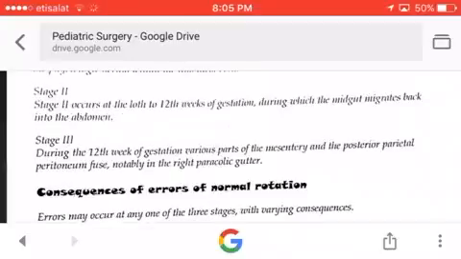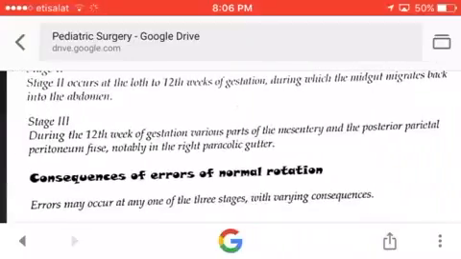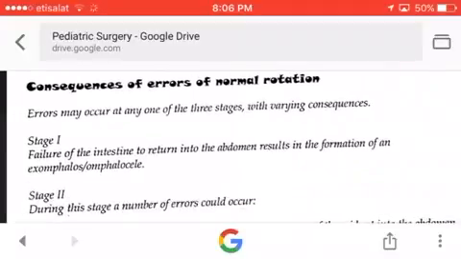Stage 3, during the 12th week of gestation, the various parts of the mesentery and posterior parietal peritoneum fuse, notably in the right paracolic gutter, a consequence of the normal rotation. Errors may occur at any one of the 3 stages with varying consequences.